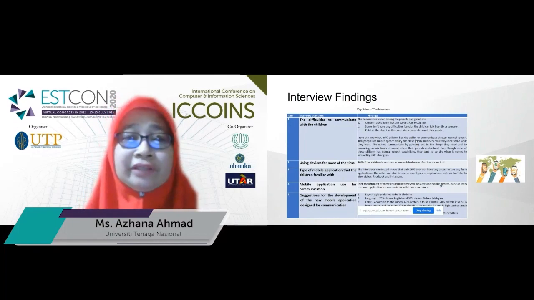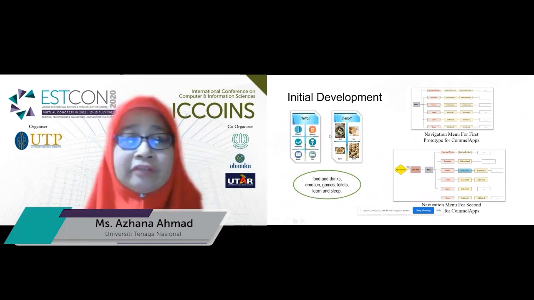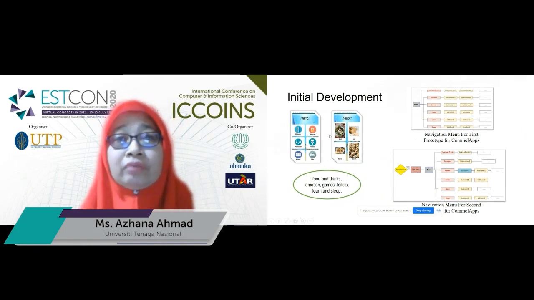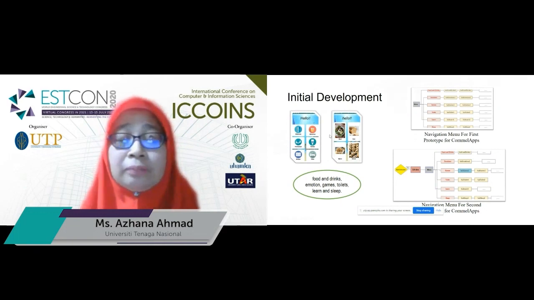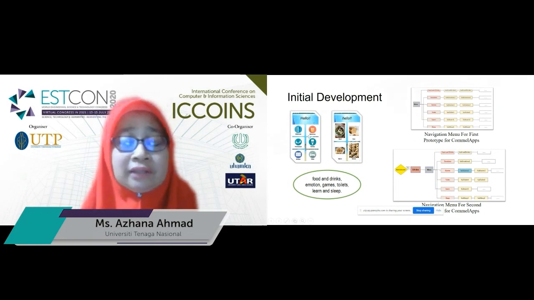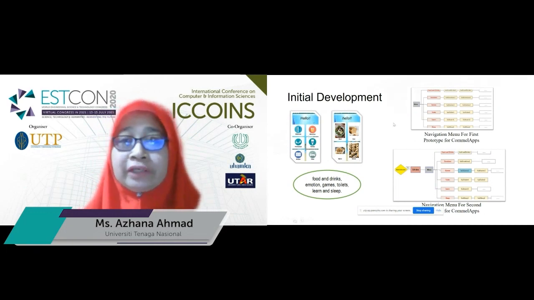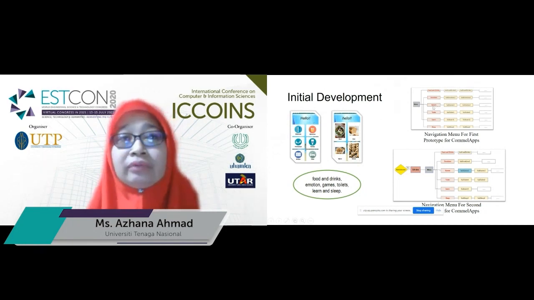So on the analysis part, we have the first prototype at the very beginning. The input for this prototype came from the literature review that we read on how mobile assistive technology interfaces look like. We did some very basic things, like food and drinks, where the kids can touch and tell their parents what food they want, what drinks they want. On the first prototype, the navigation menu is very simple: there is a main menu, and the kids have to touch, and then it goes to the sub menu.